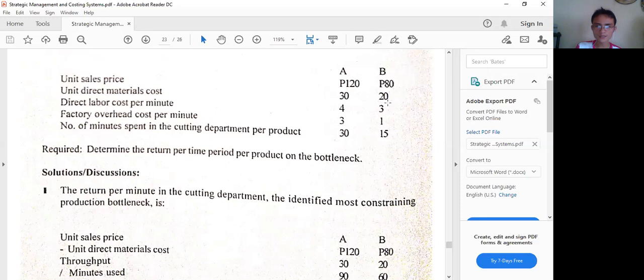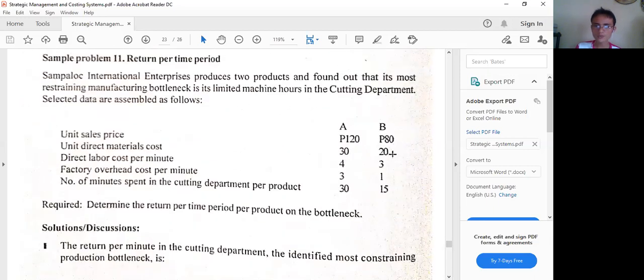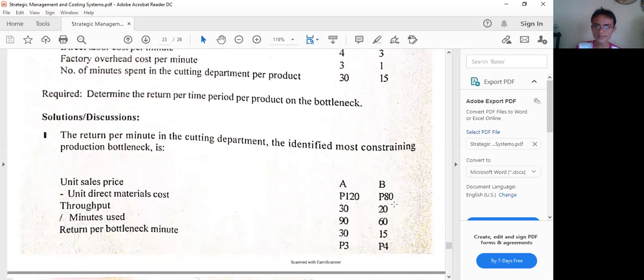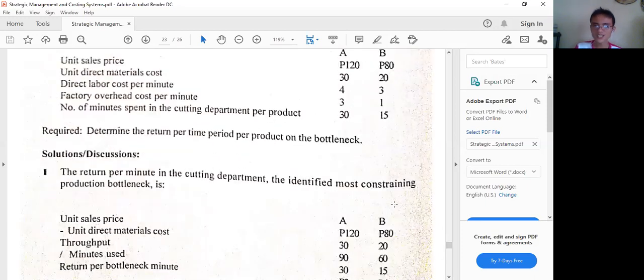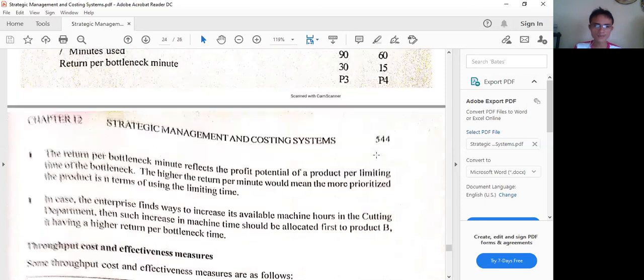4 and 3 here, and 3 and 1, these are costs, by the way, per minute. Take note, the return per bottleneck time is with respect to the time consumed. That's the bottleneck. And here also, 80 minus 20 is 60 divided by 15 is 4 pesos.